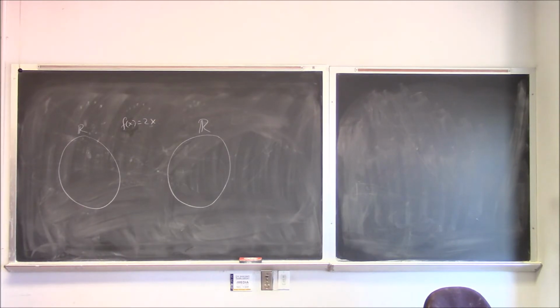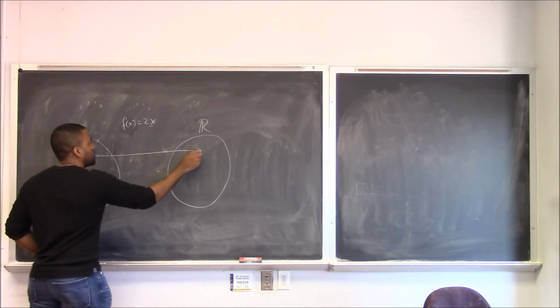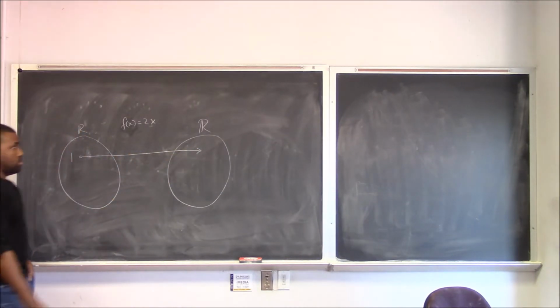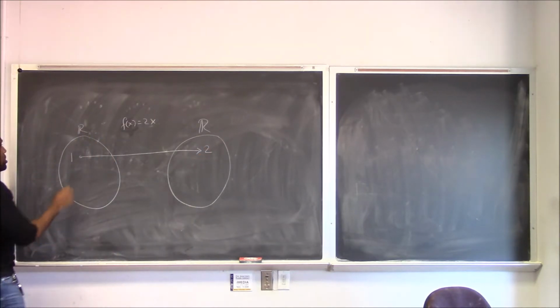I just want to emphasize something here. If I pick the number 1 here, what does that map to? It's double. Right, so what does it map to? 2. It goes to 2. Okay. If I pick the number 3 here, what does that map to?